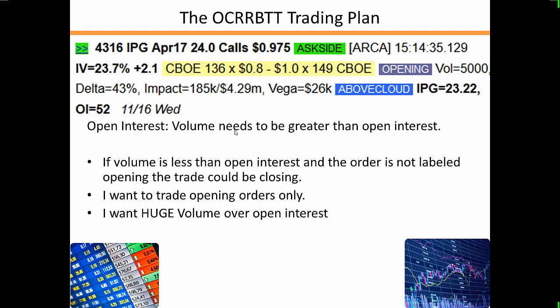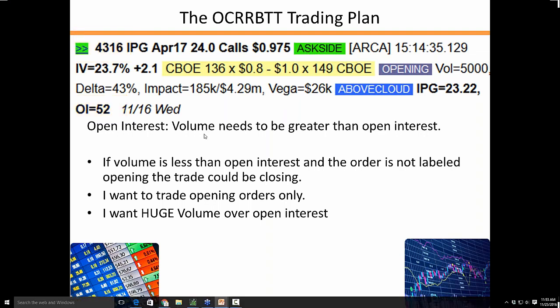So IPG, volume is greater than open interest. This is why I put on this trade. I announced this trade live to my trading room. Most likely I only take about 4 to 6 trades a day. IPG, so I'll be like, IPG, they bought 4,316 IPG April 24 calls for 97 cents. I'm going to go buy 20 of them for 95. My targets are going to be 110, 125, 140, 165. My final target about to get hit.